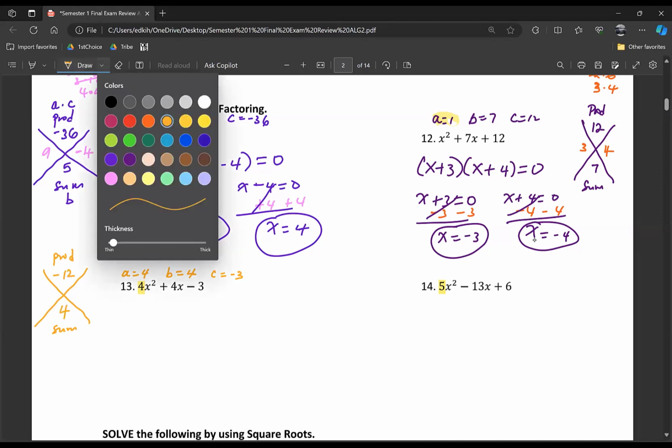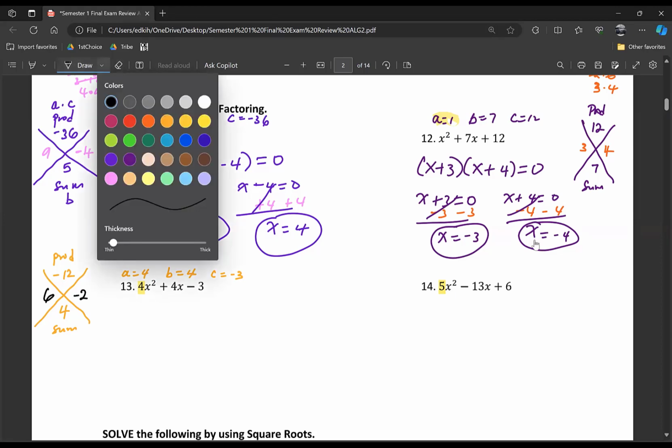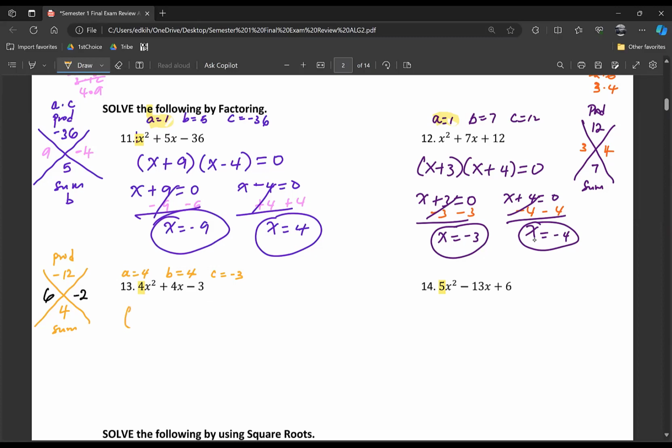So what numbers work? What numbers do we multiply together to get a negative 12, and when we add them, we get a 4? If you're thinking 6 and -2, you are correct. So then you're going to come over here and we're going to say this is going to be x plus 6 and x minus 2. But folks, be careful here because this is not the friendly version.